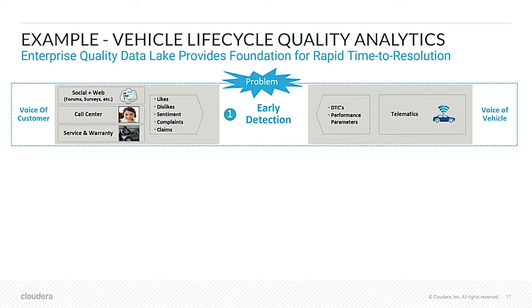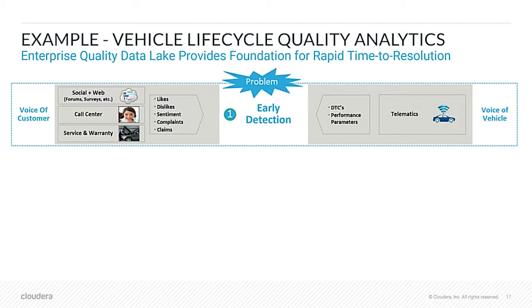On the other side of the equation, I want to be able to listen to the voice of the vehicle. And what that is looking for is connected vehicle streams right now, right? So we can look at diagnostic trouble codes or sensor values and start to understand which of those will give me early visibility that I've got a problem. So the first part of the equation is for automakers to say, hey, I've got a problem early.